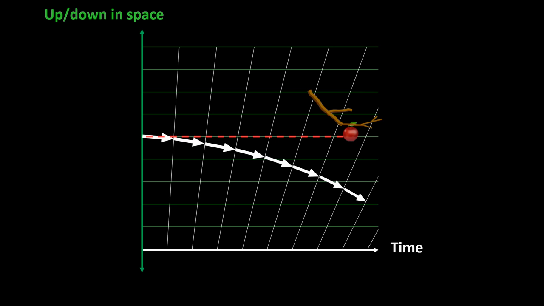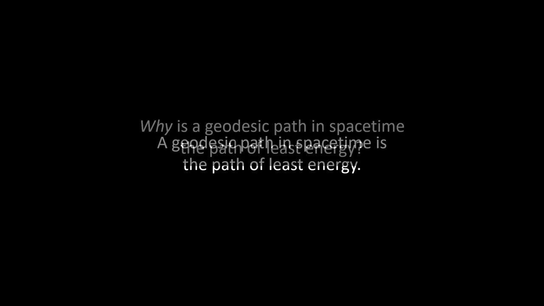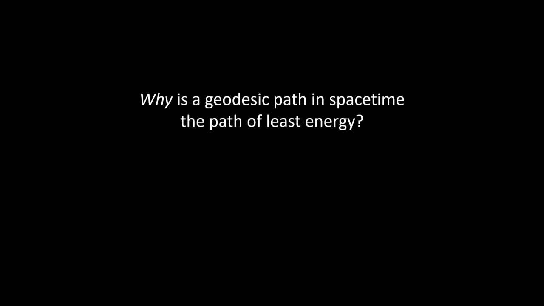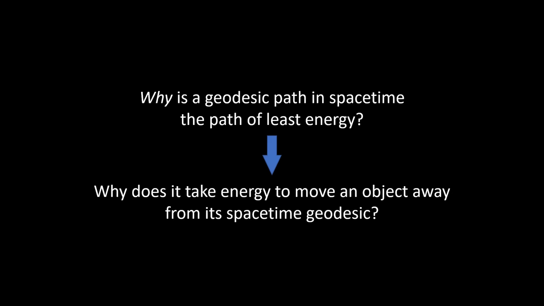So we see that one could correctly say objects follow geodesics because such paths take the least energy to follow, but then the question just transforms into, why is a geodesic path in spacetime the path of least energy? Well, let's dig into this one too. To get at this question, I think it's useful to ask it in a different form. Why does it take energy to move an object away from its spacetime geodesic? Answering this question is basically the same thing as answering why masses have inertia.